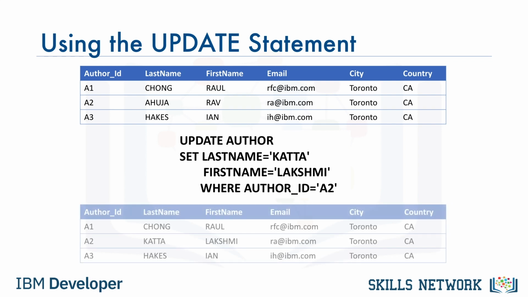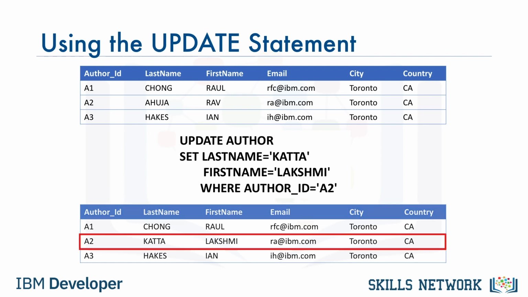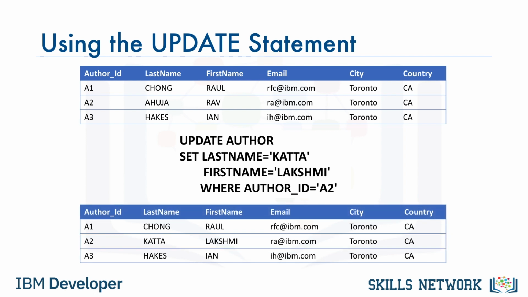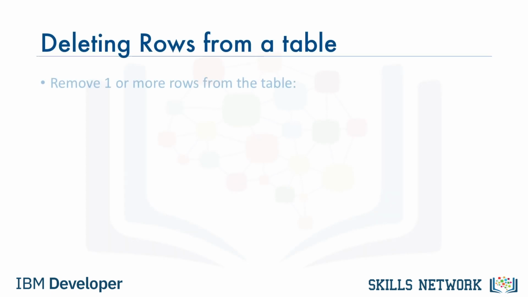Now to see the result of the update, select all rows again from the author table, and you will see that in row 2 the name changed from Rav Ahuja to Lakshmi Kata. Note that if you do not specify the where clause, all the rows in the table will be updated. In this example, without specifying the where clause, all rows in the table would have changed the first and last names to Lakshmi Kata.